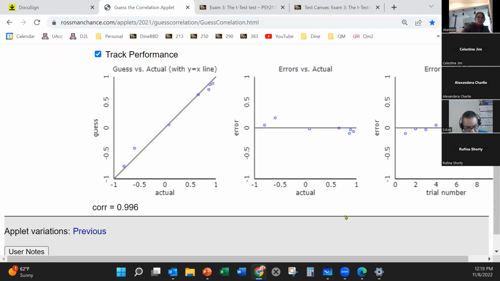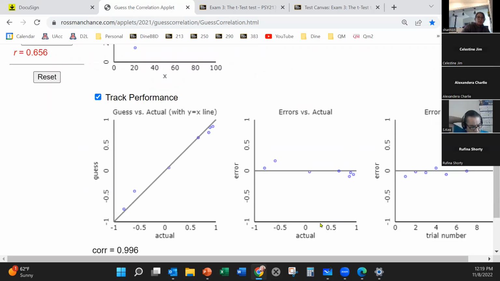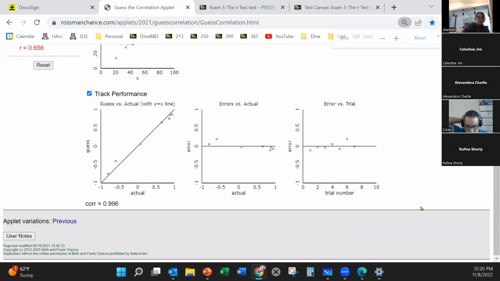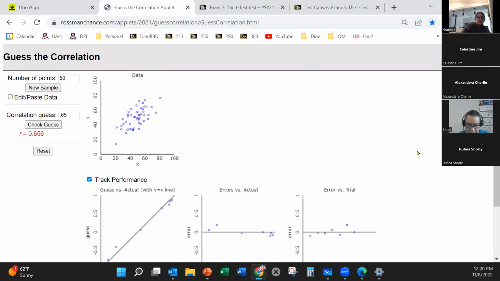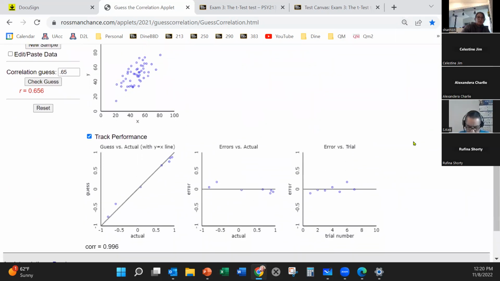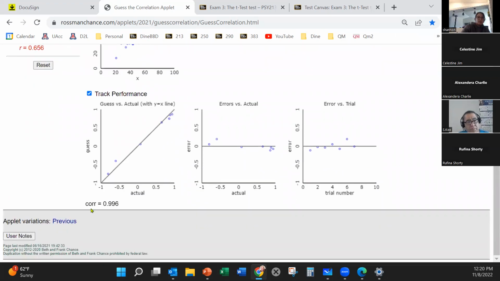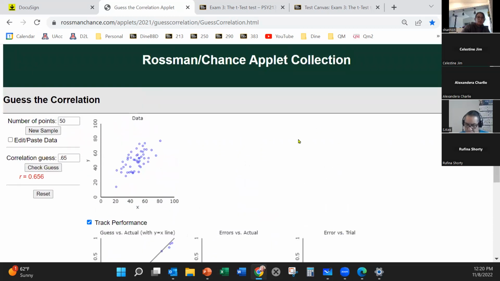So you're actually going to be doing a little assignment with this. You're going to be doing 10 little trials and keeping track of it and seeing how you can do independently. And so you'll be taking a screenshot of this page, in particular this, and look at our correlation. We had a 0.996 between our guesses and the actual. So we did really well, a really strong relationship between our guesses and what we actually had. So very good.